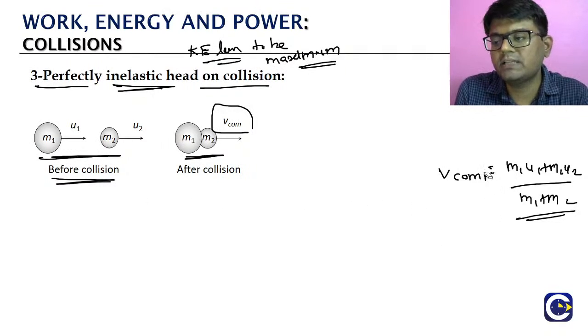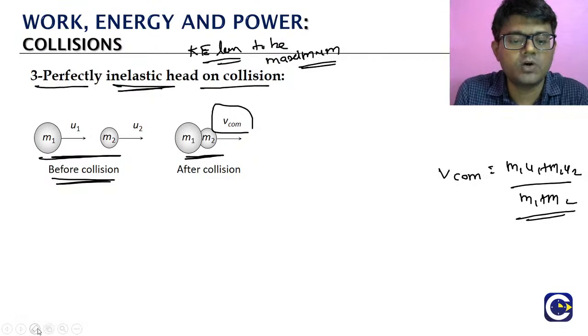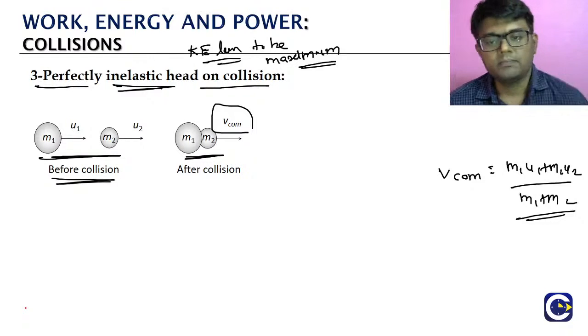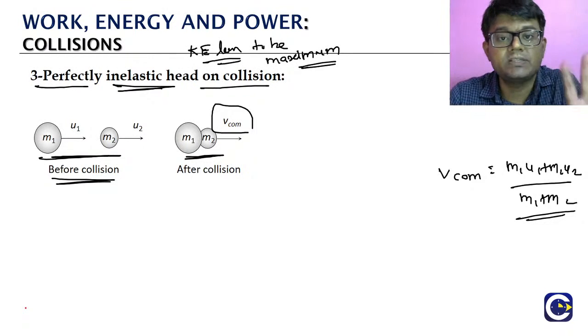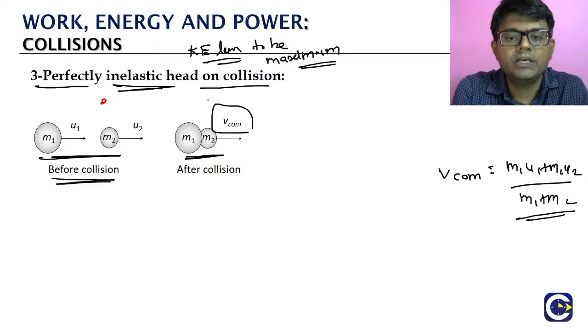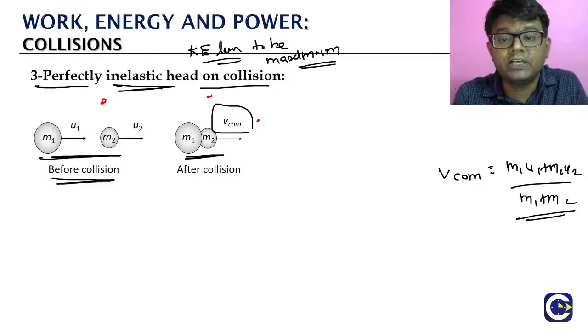This is a very straightforward result. All we need to do is the conservation of momentum. Here we don't need to remember any equations, we just have to use the conservation of momentum, because after collision both these objects will stick and move.